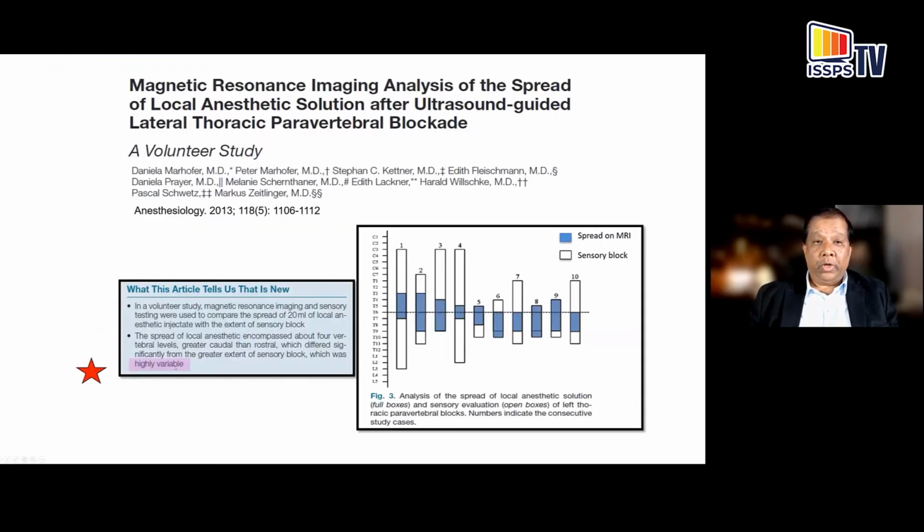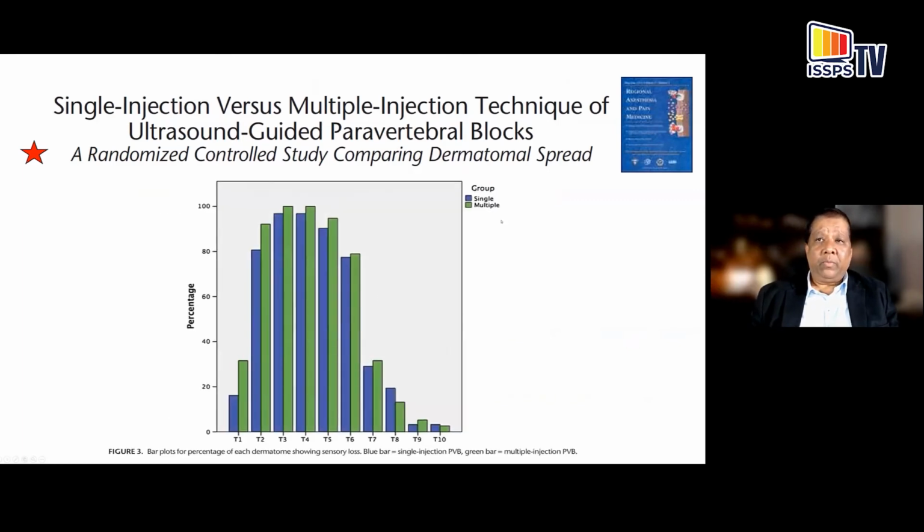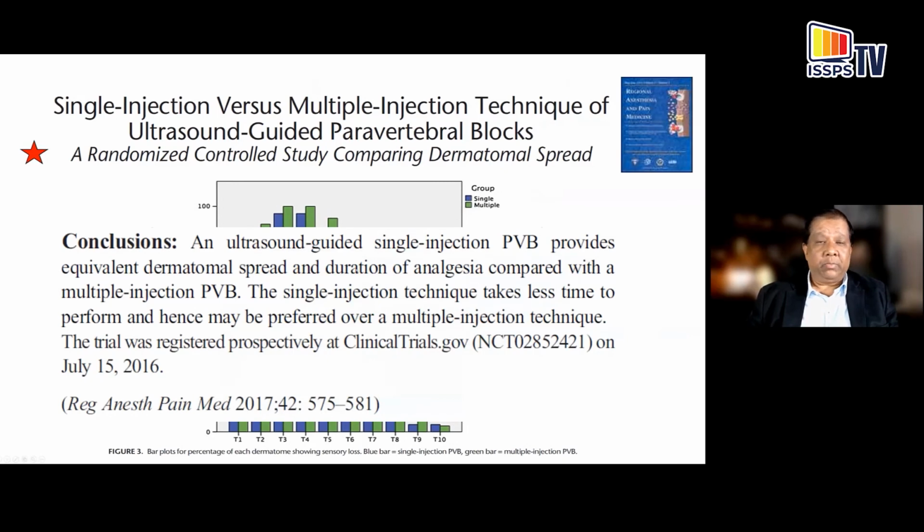This is also shown in your the lateral injection can produce variable spread and very variable spread of sensory blockade, as Dr. Marhofer and the group have shown. A single injection compared to a multiple injection was studied by Dr. Vishal Uppal and the group from London, Ontario, where they found that whether you perform a single or a multiple injection, which is 3 injections using a sagittal approach in-plane technique, there are no differences in sensory blockade from the T1 to T10 dermatome. So the single injection produced comparable dermatomal spread as a multiple injection.